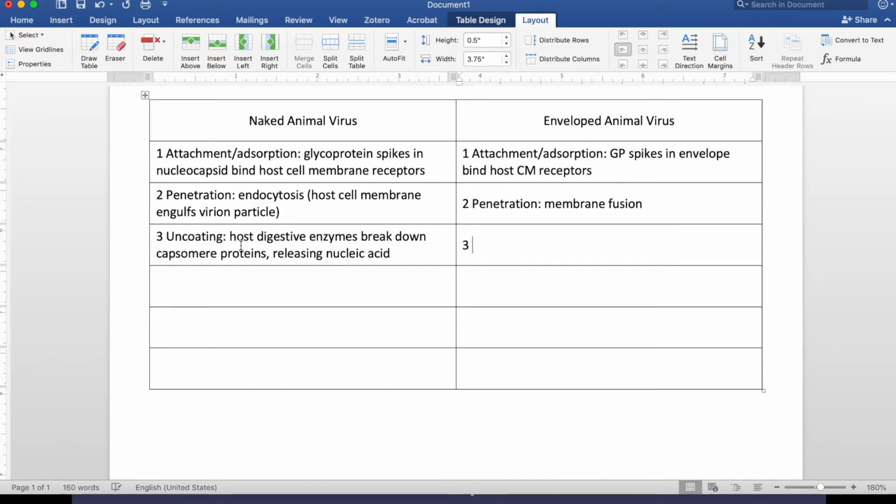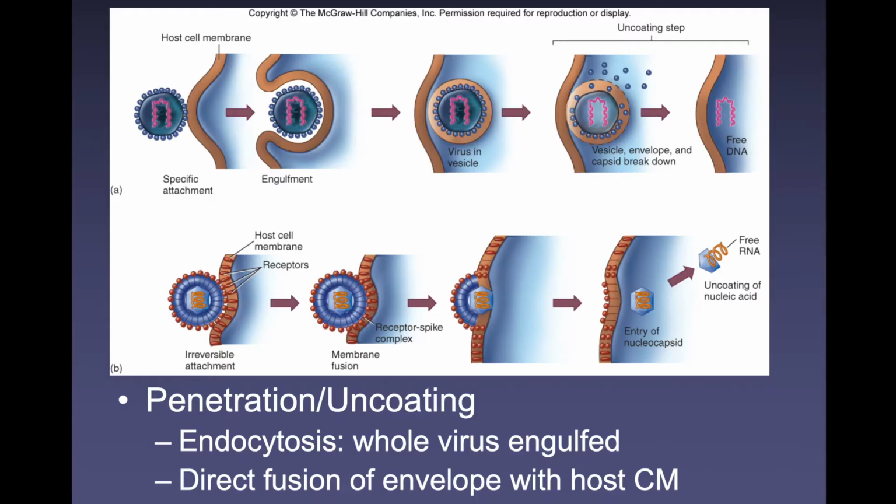Here for the uncoating step, we have also host digestive enzymes, same thing. It's just that for enveloped virus, this is occurring in the cytoplasm. For naked virus, this is occurring inside these endosomes, these little internal vesicles, after the endocytosis process.